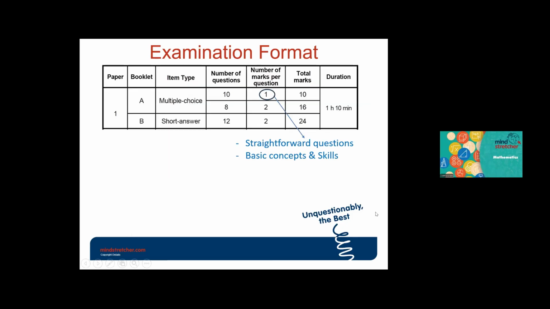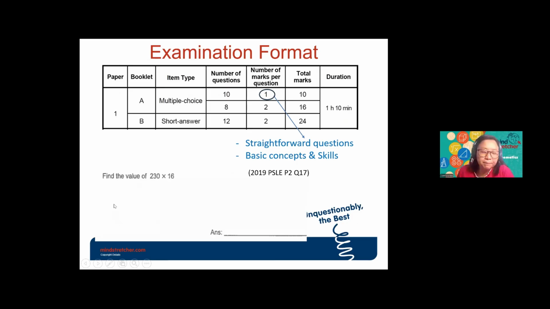So this one I have already mentioned earlier just now. The 1 mark questions in MCQ are the basic straightforward questions. Here's an example: 230 times 16. This is testing you on two-digit multiplication, something that you have learned in primary 4, how to multiply a number by a two-digit number. So this is just application of the multiplication algorithm. You just have to multiply them, get the correct answer, get the 1 mark.